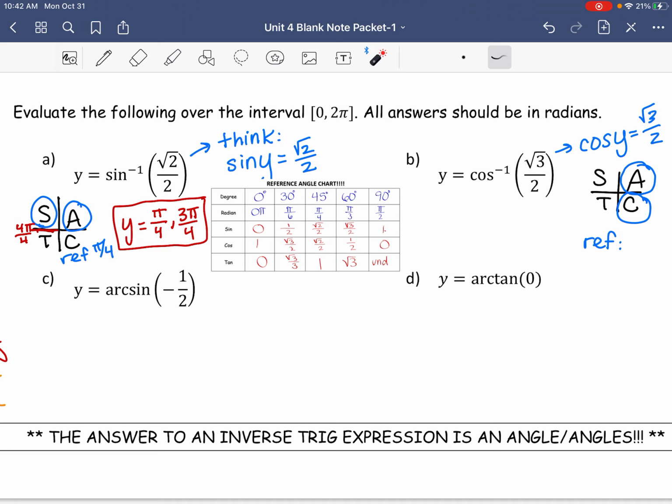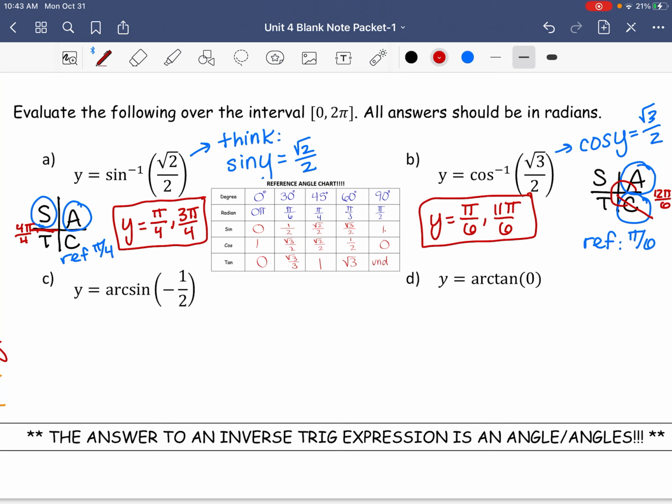Let's find our reference angle. We're going to look at our chart, at cosine, at √3/2. And my reference angle is pi over 6. My answer to the problem in the first quadrant is pi over 6. Down in this fourth quadrant, remember that a full circle is 2 pi or 12 over 6. So back here in the fourth quadrant, it would be 11 pi over 6. And those are your two answers.